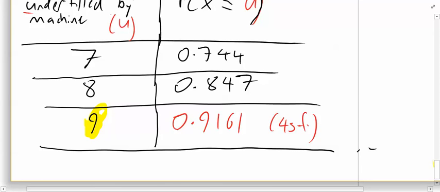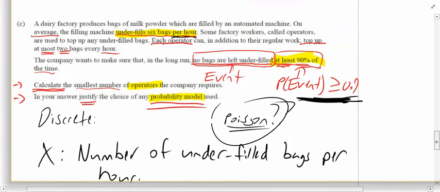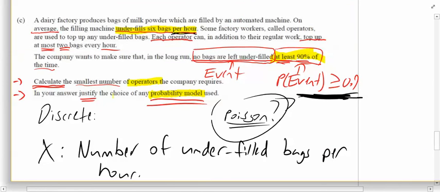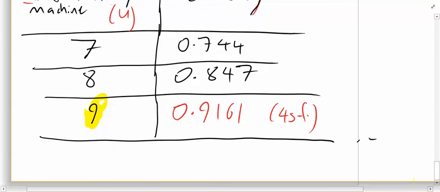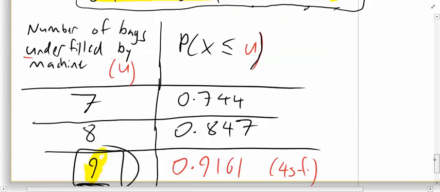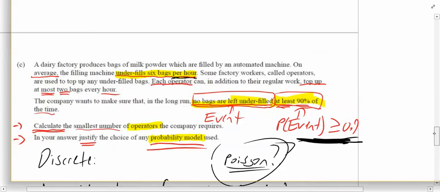Now, the goal here, if we go back to the question, is to find the smallest number of operators required so that no bags are left underfilled. So if no bags are left underfilled at least 90% of the time, how many have to be topped up by an operator? Well, the answer is, of course, 9 have to be. So we need to find out how many operators would need to be on duty to cover those 9 that are unfilled. So let's go back, and we're told a couple of extra things.